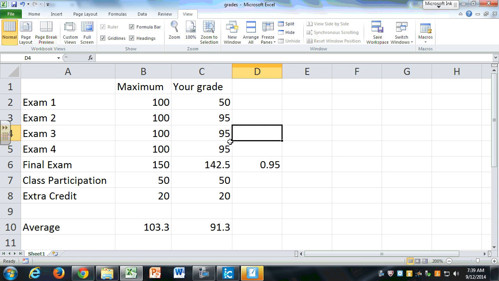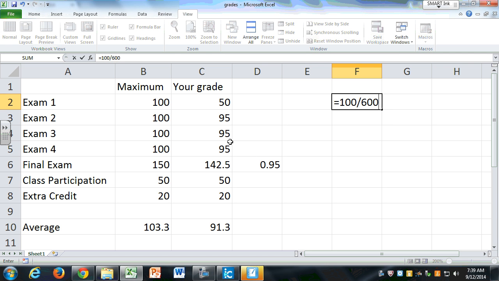I think that's right, isn't it? Let's see, 100 divided by 600. Yeah, 16% of your total grade. All right? So 16%. And that extra credit, by the way, it seems like a lot, 20 points, but it's not really. It's about 3 percentage points overall.